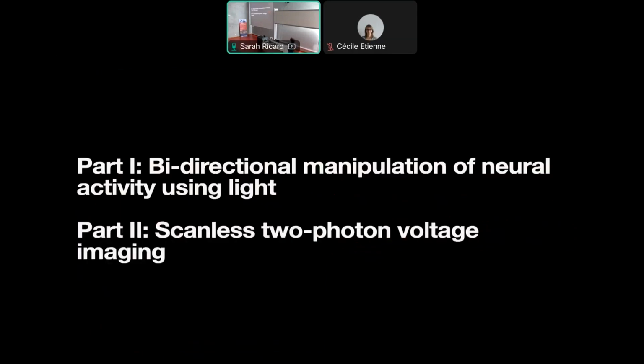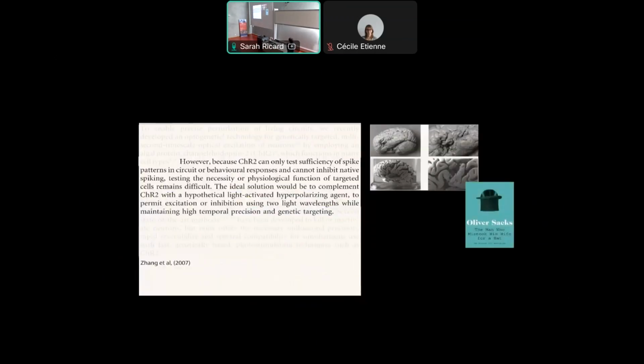And I'll now talk about two different projects that I worked on during my postdoc. The first is bidirectional manipulation of neural activity using light. In this project, we wanted to activate and inhibit neurons.